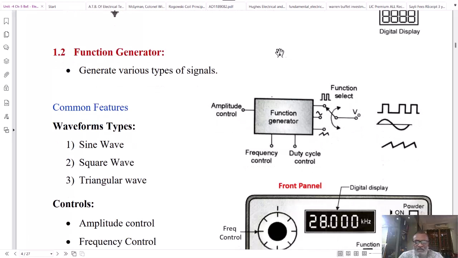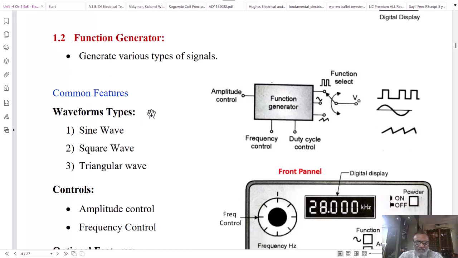Another equipment normally used in an electronic laboratory is a function generator. As the name indicates, a function generator can generate various signals called functions. Typical functions a function generator can generate are sine wave, square wave and triangular wave. The block diagram of a function generator is shown here. There is a selector switch at the output, and three outputs are available from the function generator. This selector will select one of the functions or waveforms connected to the output terminal.